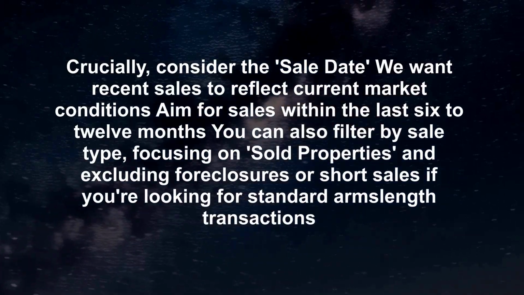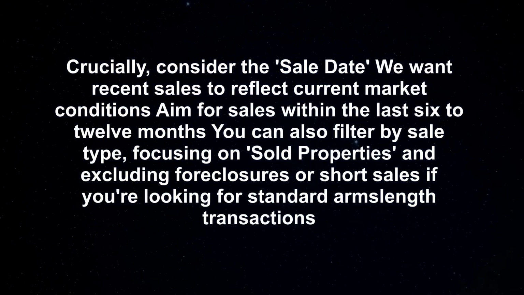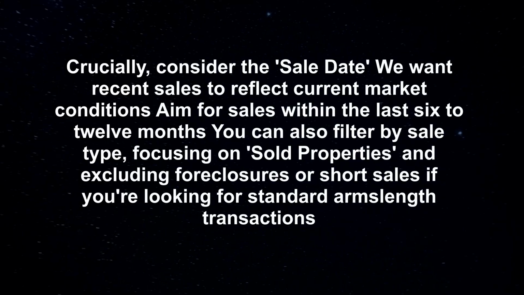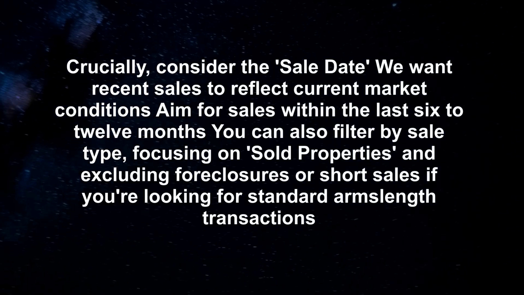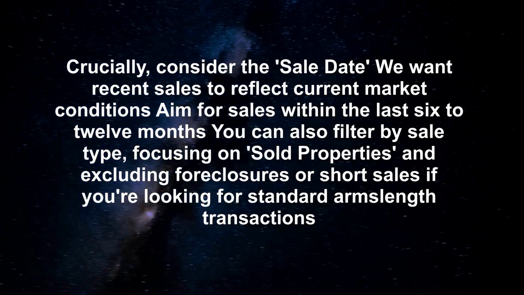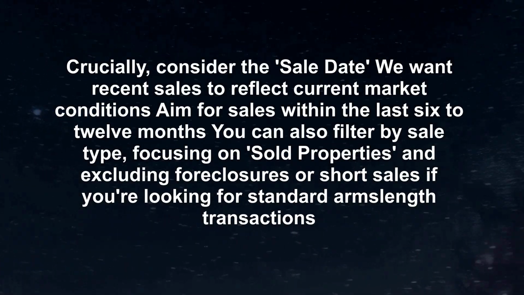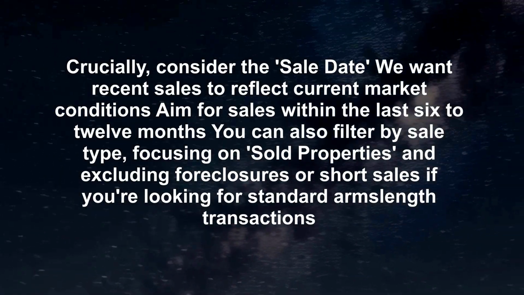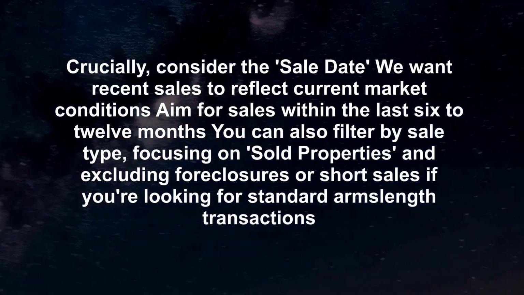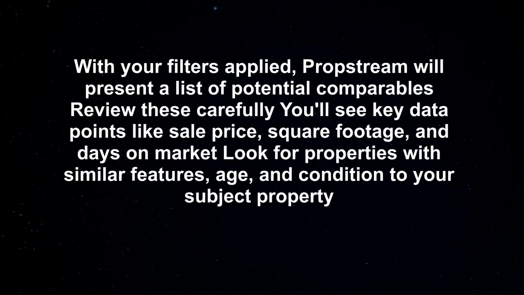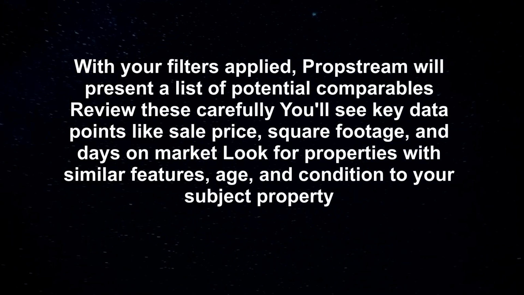Crucially, consider the sale date. We want recent sales to reflect current market conditions. Aim for sales within the last 6 to 12 months. You can also filter by sale type, focusing on sold properties and excluding foreclosures or short sales if you're looking for standard arm's-length transactions. With your filters applied, Propstream will present a list of potential comparables.